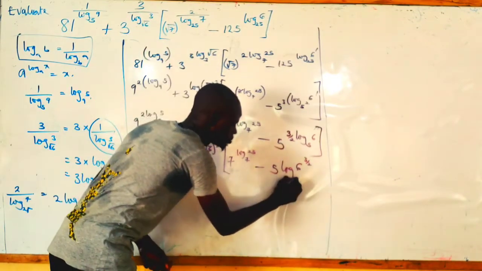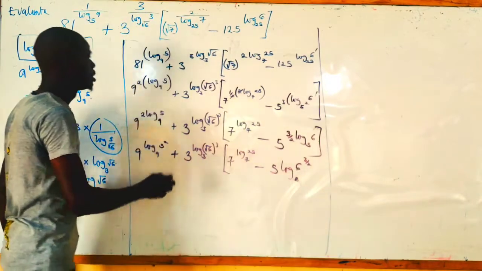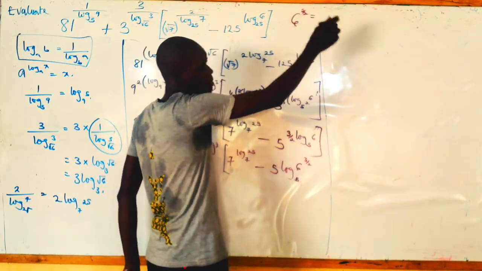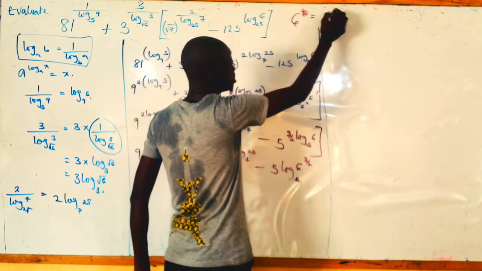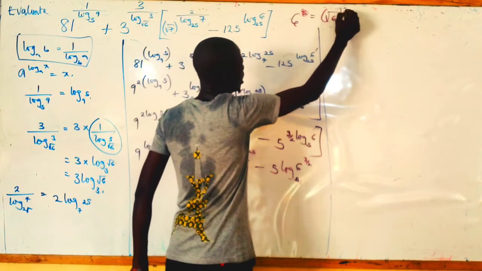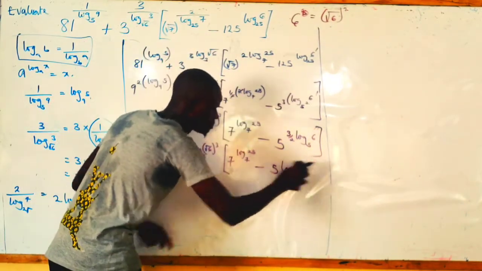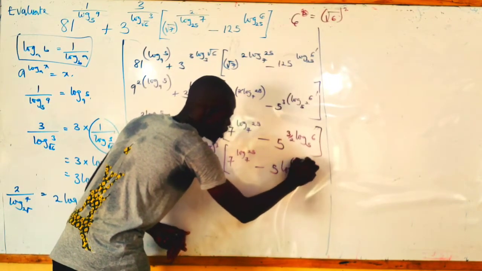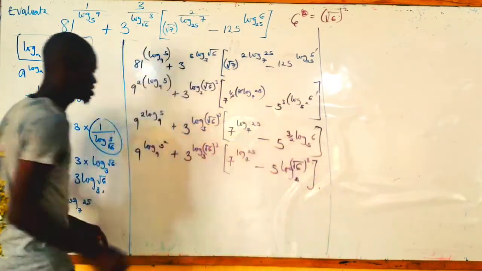I want to explain something here. I have 6 raised to power 3 over 2 in indices. If I have 6 raised to power 3 over 2 in indices, it simply means the 2 becomes the root of 6, square root of 6, everything raised to power of 3. Now, I'm going to replace this with the same thing. I'll be having square root of 6 raised to power of 3, which is for this. I have something of this kind.